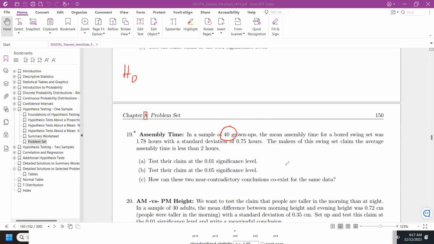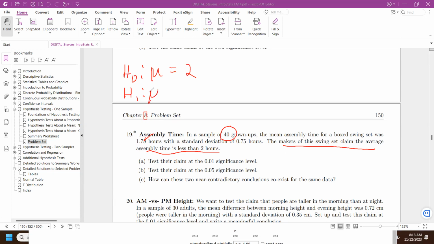So H0, well, actually, let's identify the claim. They kind of told us right there, so I won't make too big a deal about that. But that's the claim. So we'll say H0, the mean assembly time is 2 hours, and just because these people took less than 2 hours, it's just due to random sampling error, right? Random samples don't always produce the same results as the population, but we know from confidence intervals they can be within an acceptable range.